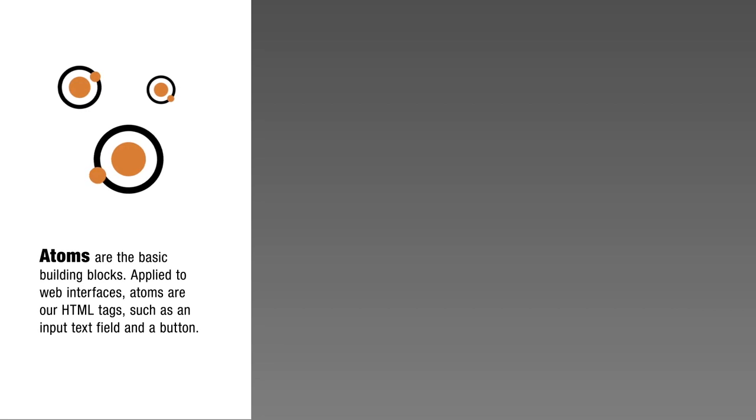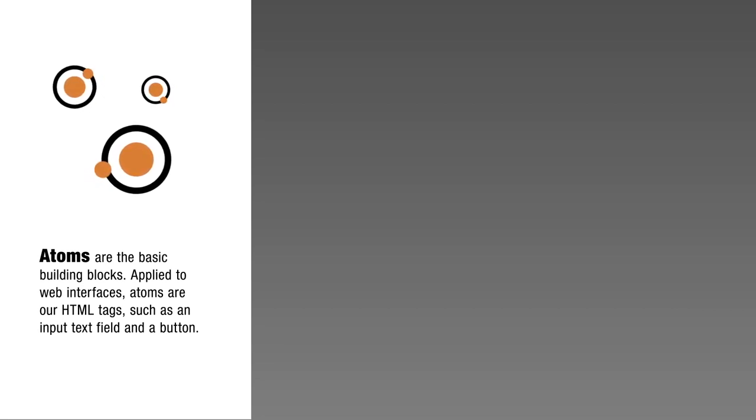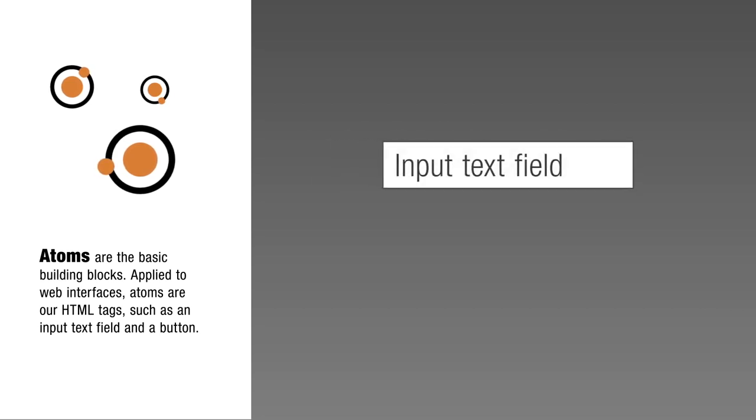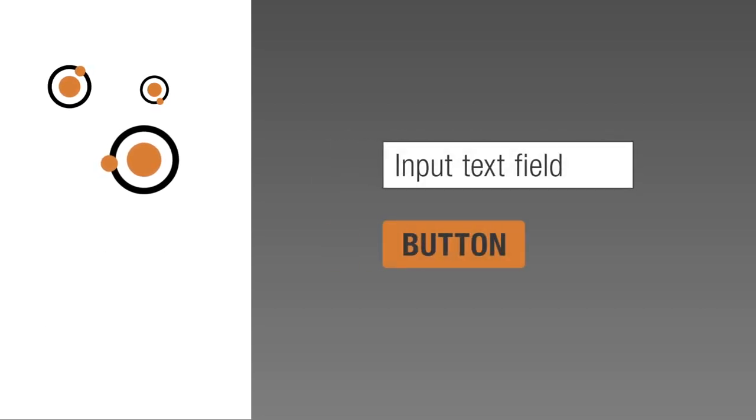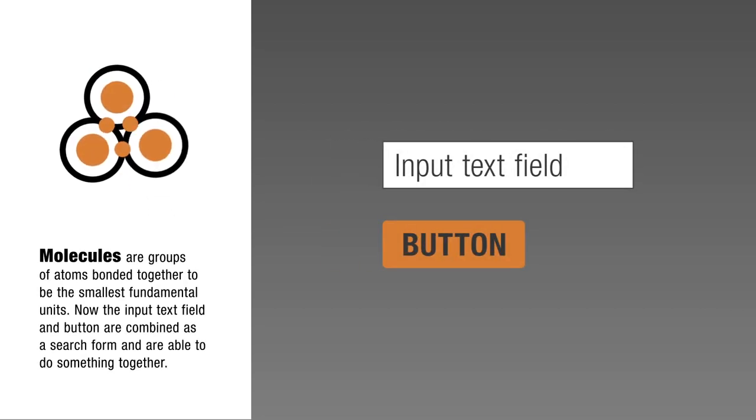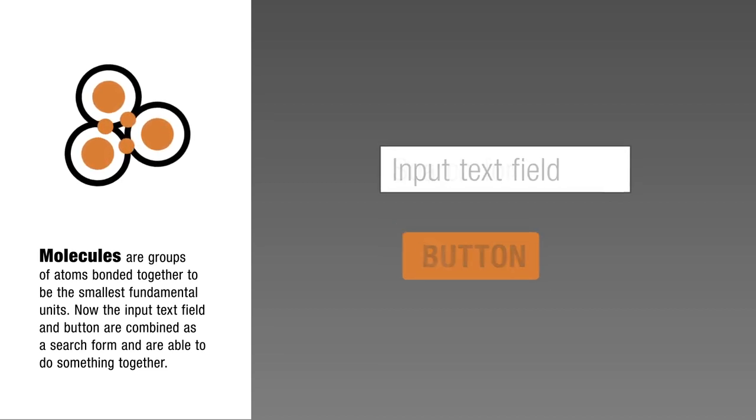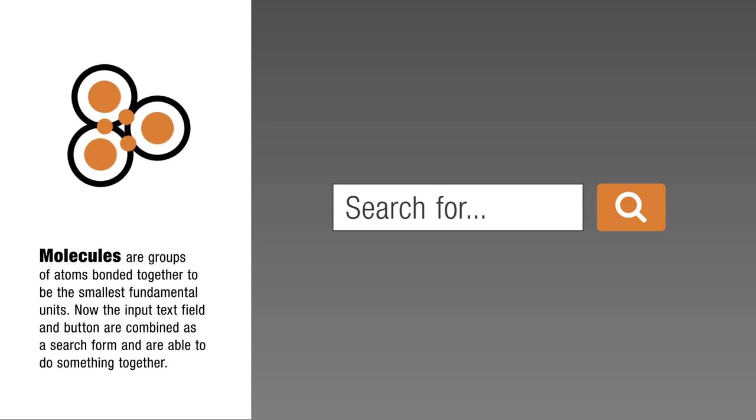Atoms are the basic building blocks. Applied to web interfaces, atoms are HTML tags, such as an input text field and a button. Molecules are groups of atoms bonded together to be the smallest fundamental units. Now the input text field and button are combined as a search form and are able to do something together.